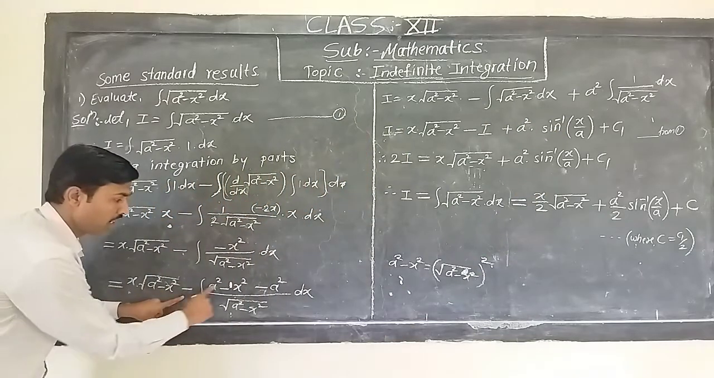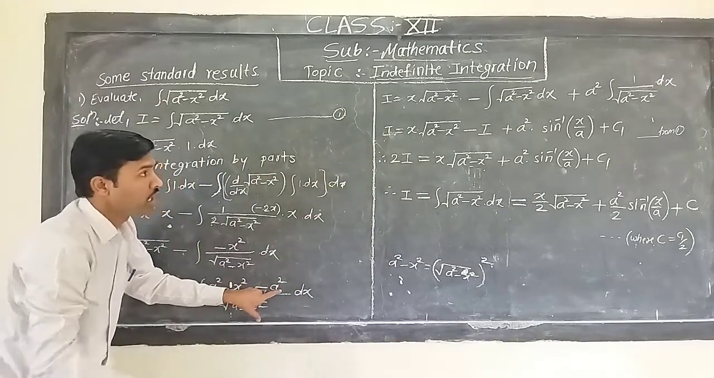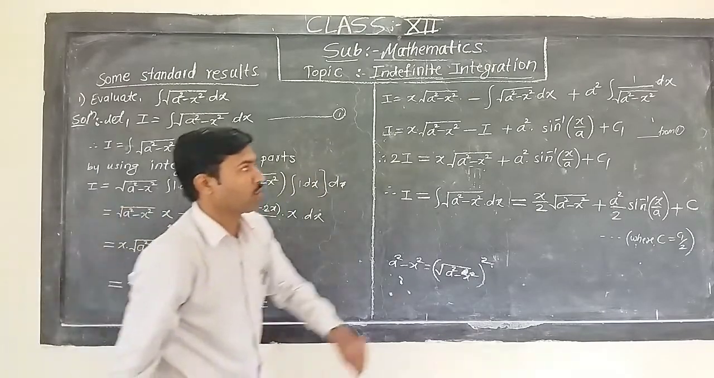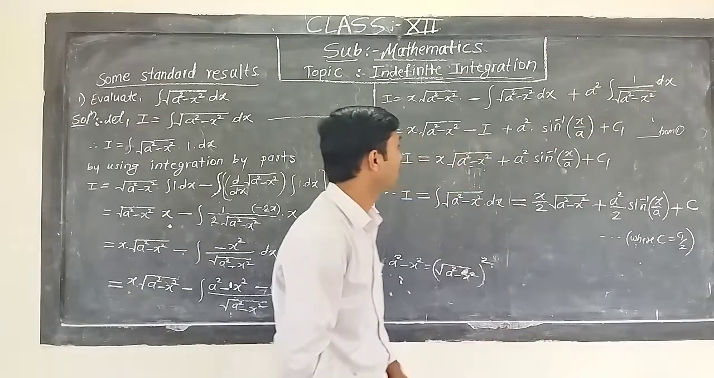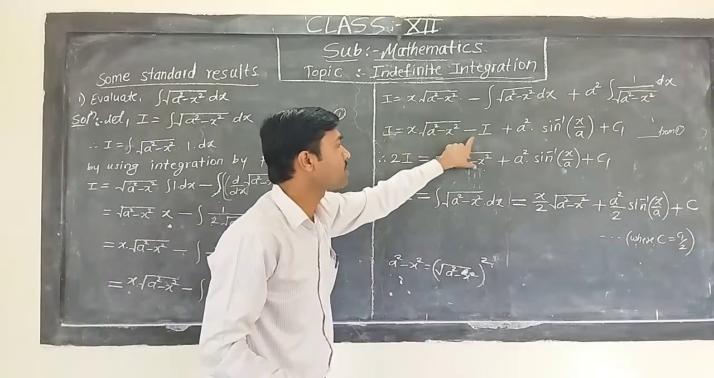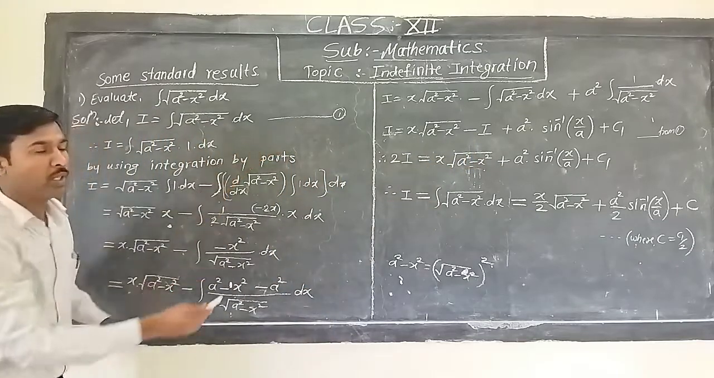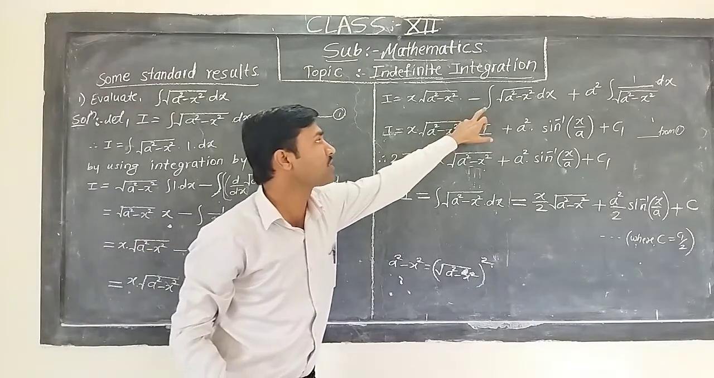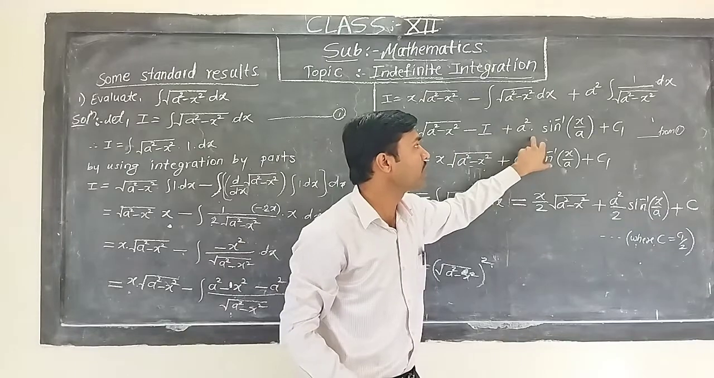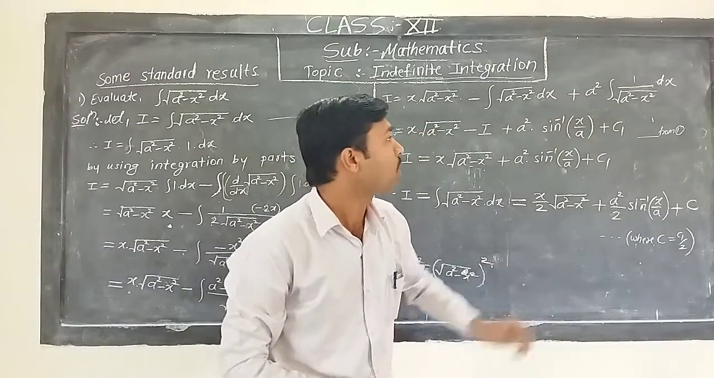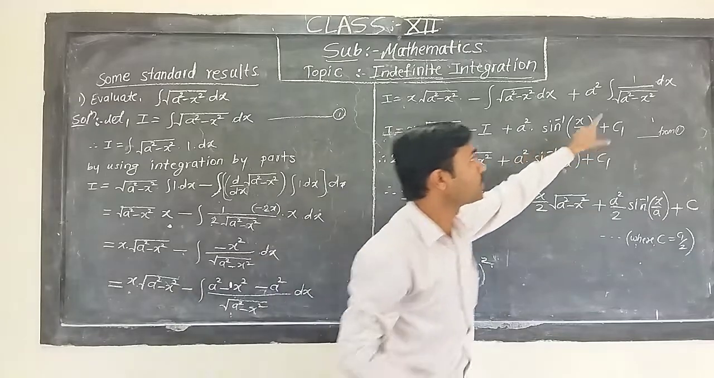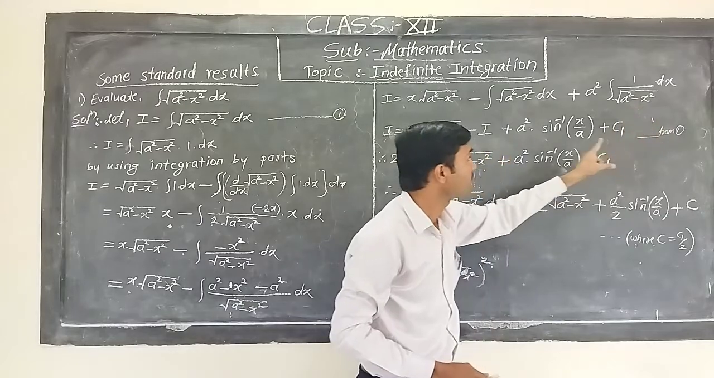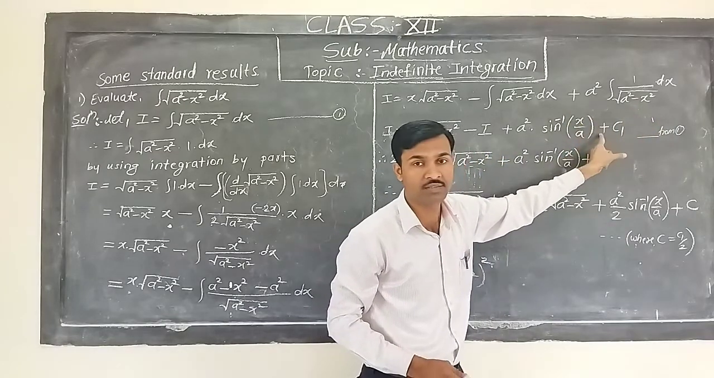Now in the second term, minus into minus becomes plus a square, the constant remains as it is, into the integration of 1 upon under root of a square minus x square into dx. This term remains as it is, minus. If we observe equation 1, we get the integration of under root of a square minus x square into dx is I. So I replace this term by I plus a square into, here is the formula for this integration: the integration of 1 upon under root of a square minus x square into dx is sine inverse of x upon a plus c.